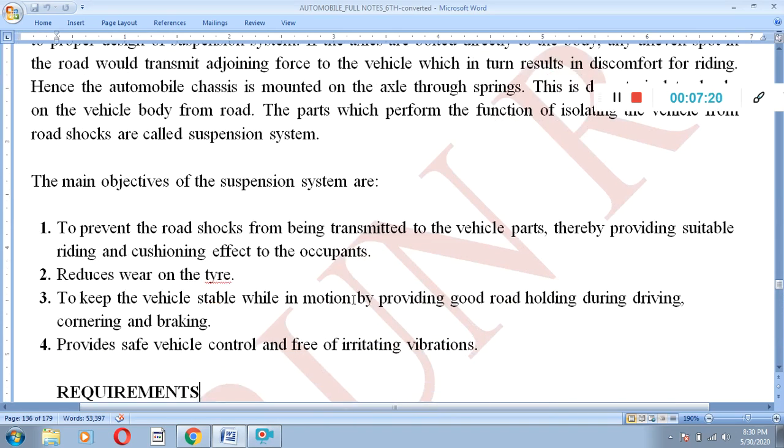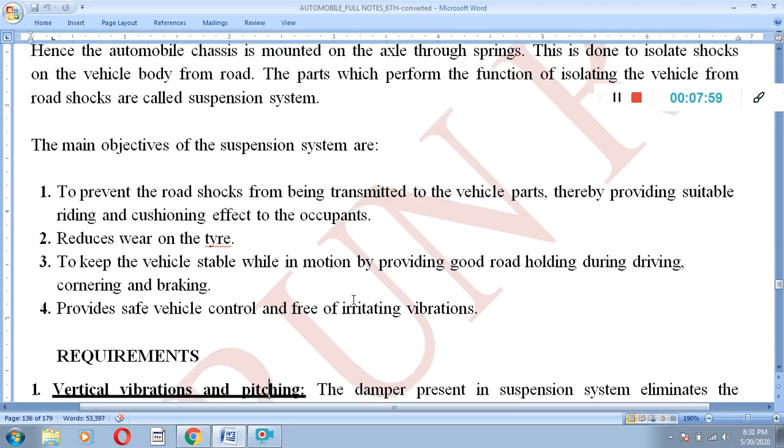The main objectives of the suspension system are, first, to prevent road shocks from being transmitted to the vehicle parts, thereby providing suitable riding and cushioning effect to the occupants, and reducing wear in the tires. It also keeps the vehicle stable in motion by providing good holding during driving, cornering and braking, and provides safe vehicle control free of irritating vibrations.